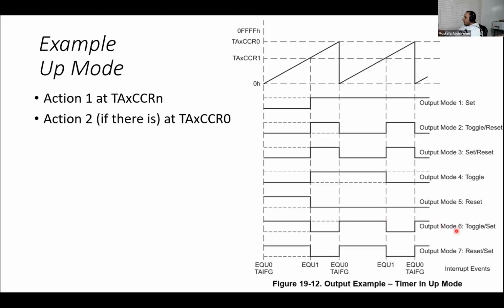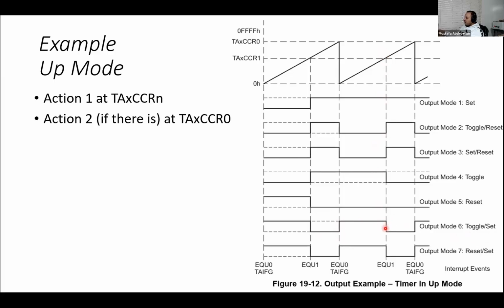Okay, then toggle set. We stop that here. Toggle set. So in toggle set, we will toggle based on the value in TxCCR1. Okay, so here, for example, it was some output bin, we will see that in a moment. When the microcontroller has 1 previously, then it will convert from 1 to 0 because we toggle here. Then when we reach CCR0, it will set from 0 to 1.